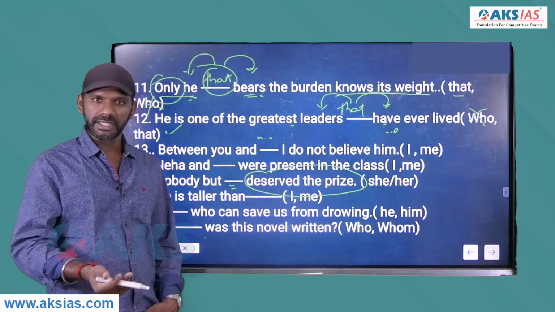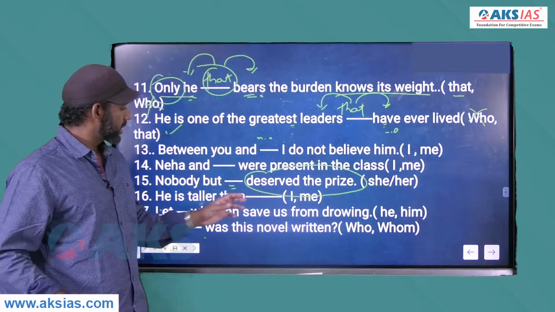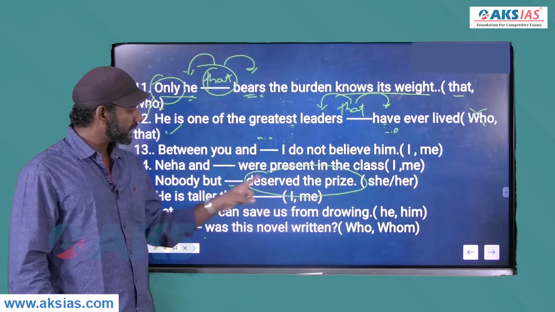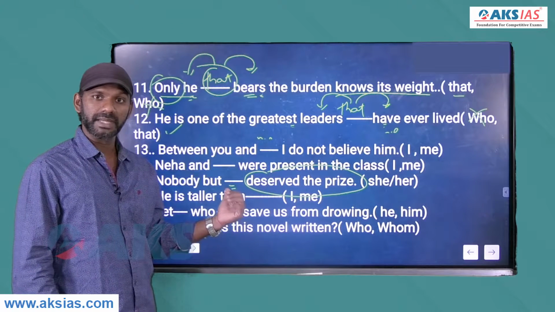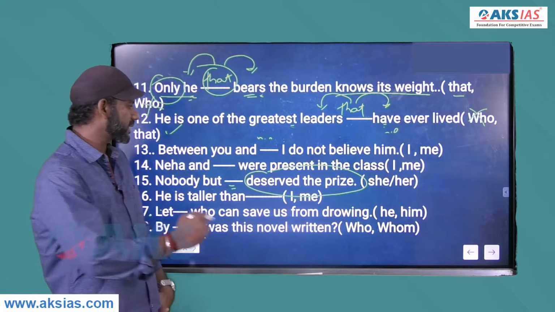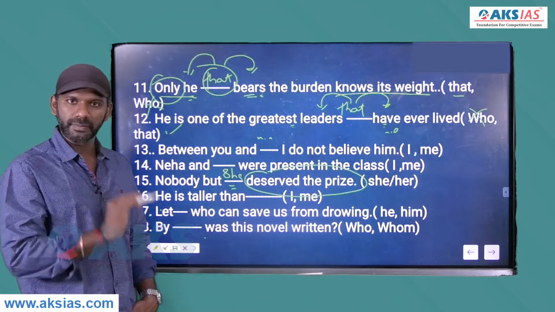Winning is an action done by us. Deserving is also an action done by us, not received by us. So the action related to this blank is deserve the prize. That means the blank deserved the prize. So the blank is acting as a doer here. Doer means subject. Subject must be in the subjective form. So it must be she. Nobody but she deserved the prize.